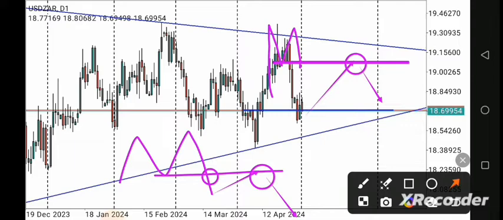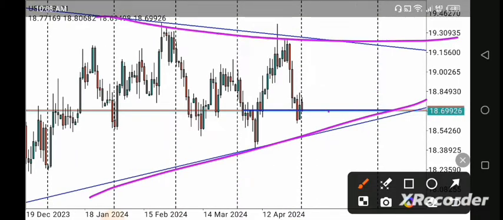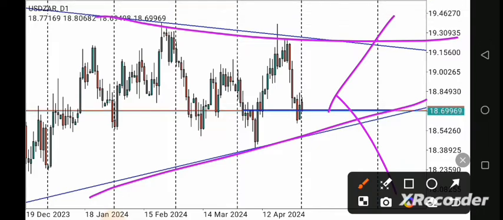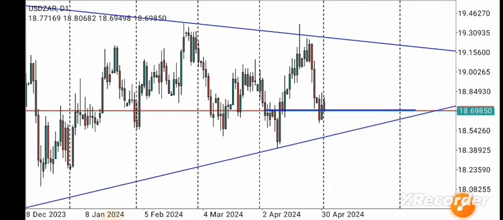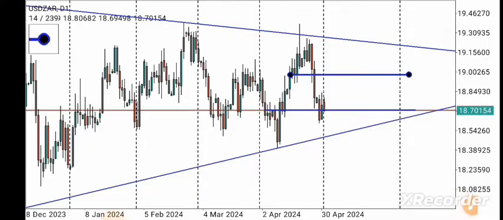Also keep in mind that we have this channel over here, or rather this triangle, and we said that we're going to see a breakout either to the bottom side or the upside, right? Let me just actually add a neckline again for that double top. Just bear with me, guys.